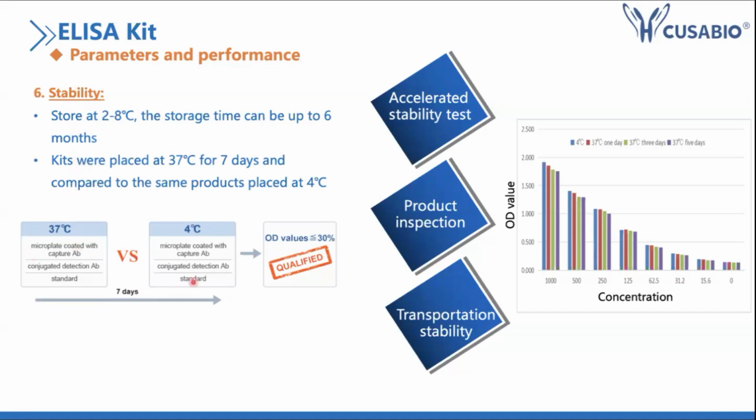For example, we have a test where kits were placed at 37 degrees for 7 days, and we compare the OD value to the same product placed at 4 degrees. If the OD value difference is less than 30%, we say that it's qualified. Then we know that our product has a very good performance. In addition, we also test with different temperatures, like 4 degrees and 37 degrees. For 37 degrees, we even did a test with multiple days to make sure that our product is qualified. So overall, we have 3 different promises.